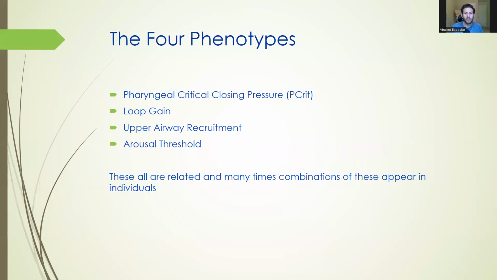Okay. So first of all, what are the 4 phenotypes? They have 4 names. We're going to have the first one, P-crit, which is short for pharyngeal critical closing pressure, loop gain, upper airway recruitment, and arousal threshold. Now, these can happen in isolation, but many times they actually happen in combination.